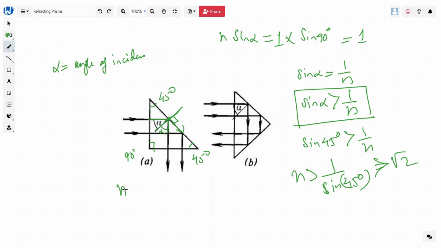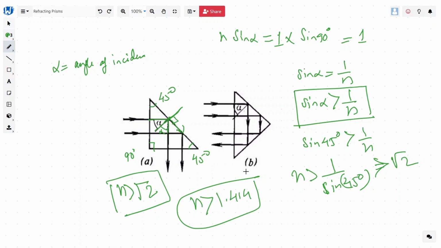So in all the cases, for this kind of prism, if n is more than root 2, or n is greater than 1.414, we will observe total internal reflection at these interfaces. Same here, right? Now you can see that these are very symmetrical prisms, so just copy paste it in the other direction. Same here. So if we have n greater than root 2, we'll have total internal reflection here.